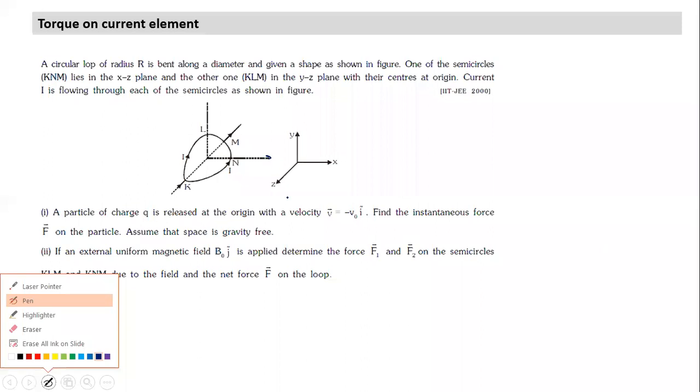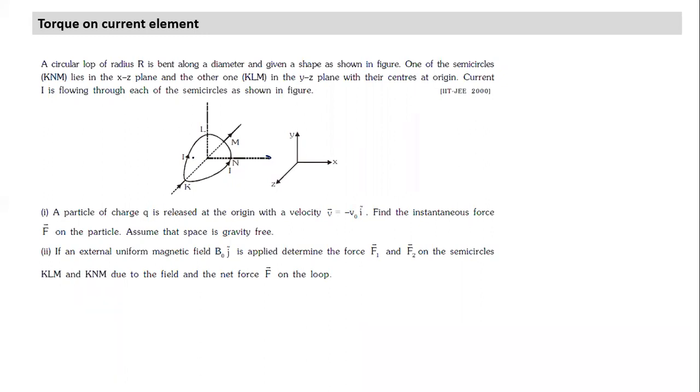Okay, so let's try and understand what is being asked here. Charge q is released from the origin with velocity. Actually, released is not the word, it is projected, with velocity given as minus v naught i cap. So this is the direction of velocity given. This is how the charge is projected, and charge q is given, and this is the velocity.